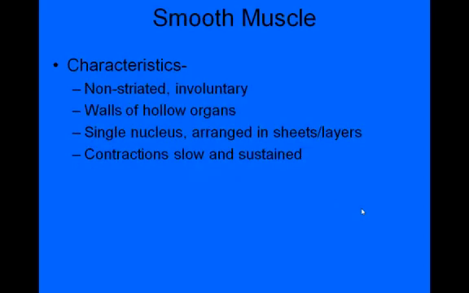Smooth muscle is not striated, so it has no stripes, and it's involuntary, which means you don't have to actively think about it for it to work. Now, that makes sense when you find out where it's located. It's found in the walls of the hollow organs, which means your stomach, esophagus, intestines, all your blood vessels. So we don't actively think about moving food through our digestive tract, right? No, so it's involuntary. Now, it has a single nucleus, and it's arranged in sheets or layers. The contractions are slow and sustained, and it doesn't tire.